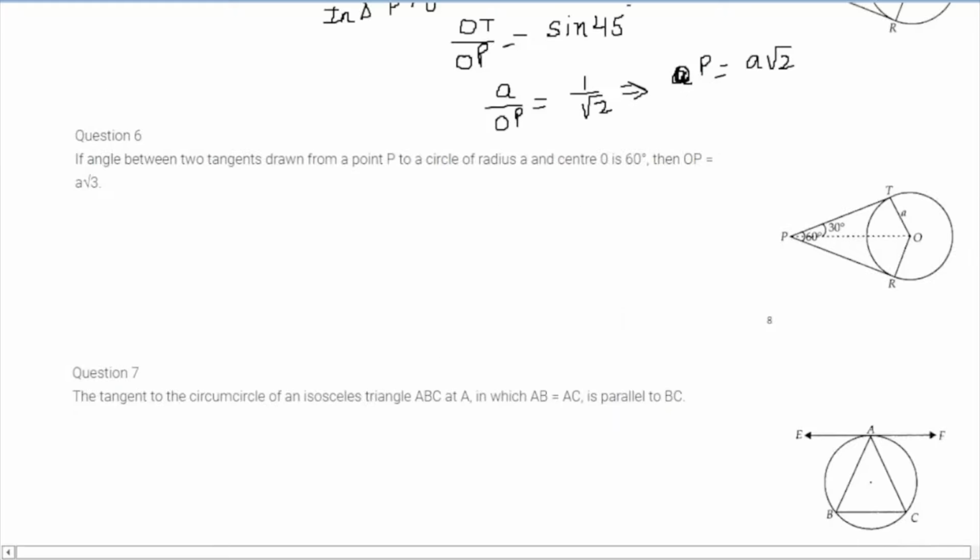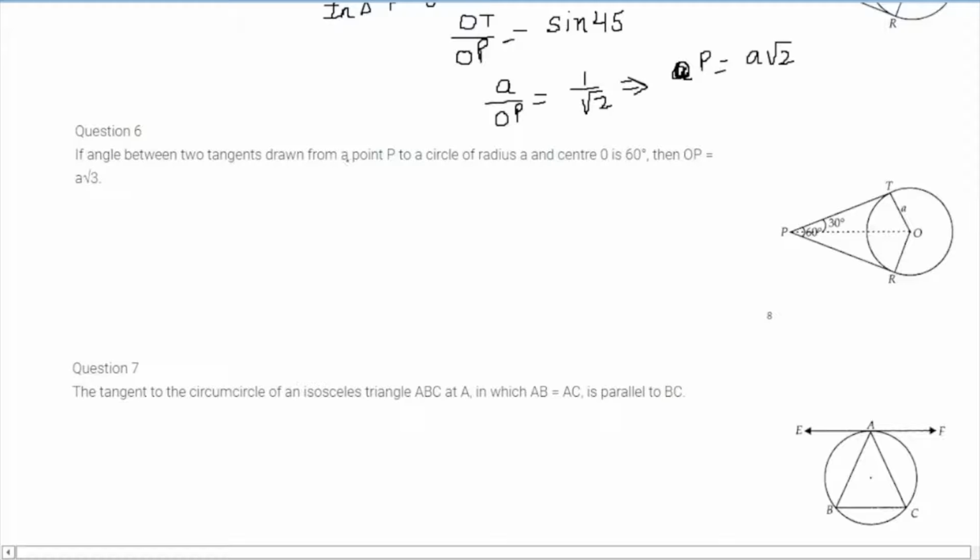Now we will move to the next question, question number 6. In this question, it is given that the angle between two tangents drawn from point P to a circle of radius A and center O is 60 degrees. Then OP is A root 3. So we have to find the length of OP here.